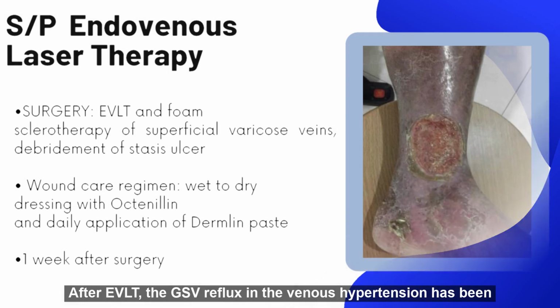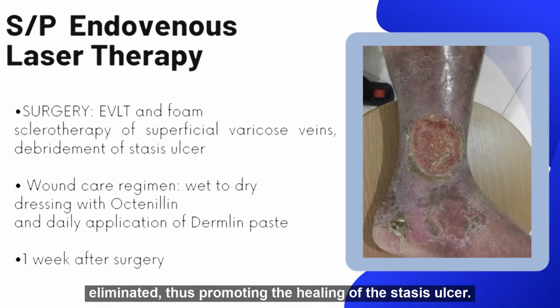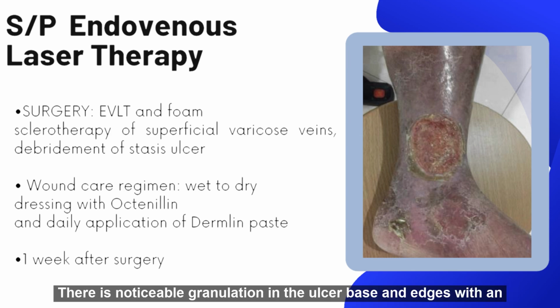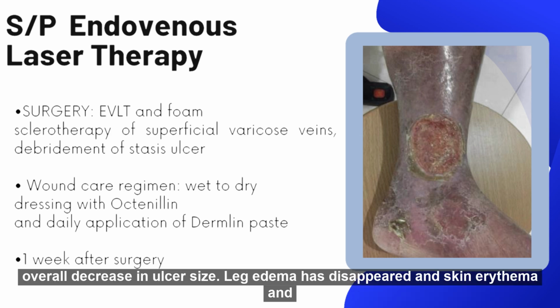After EVLT, the GSV reflux and the venous hypertension has been eliminated, thus promoting the healing of the stasis ulcer. This is the ulcer 1 week after EVLT and twice daily wet to dry dressing with wound irrigation solution and Dermlin paste application. There is noticeable granulation in the ulcer base and edges with an overall decrease in ulcer size. Leg edema has disappeared and skin erythema and texture has improved.